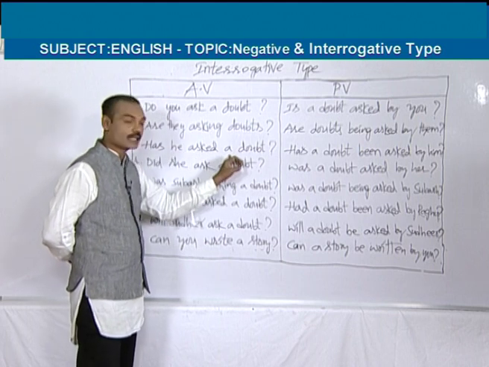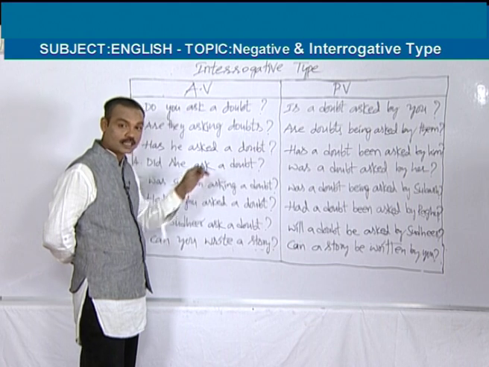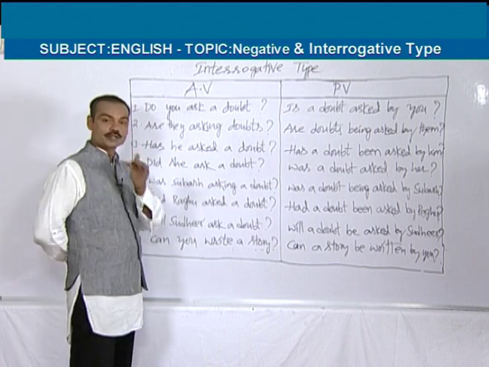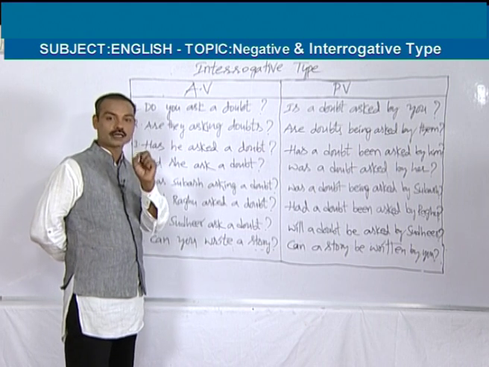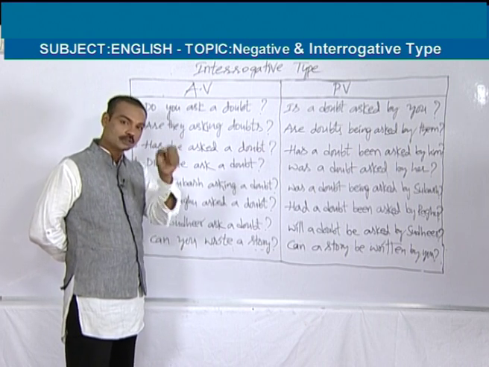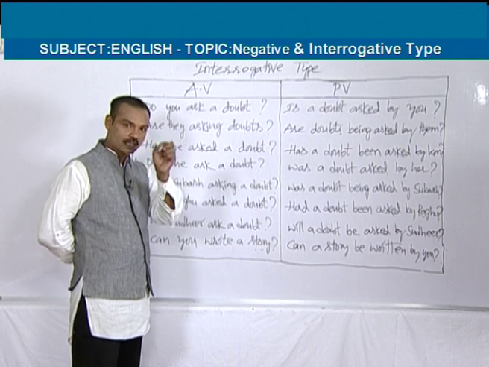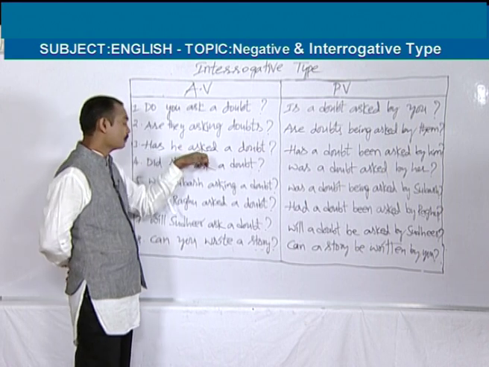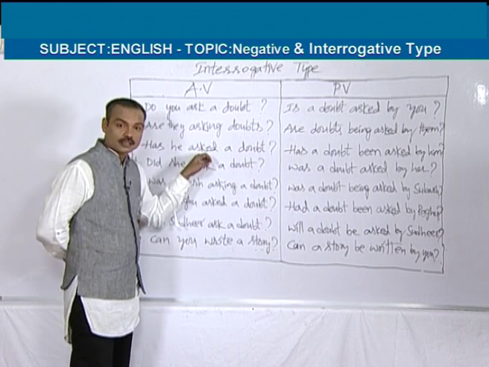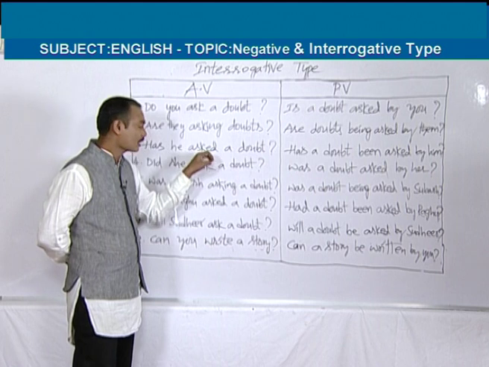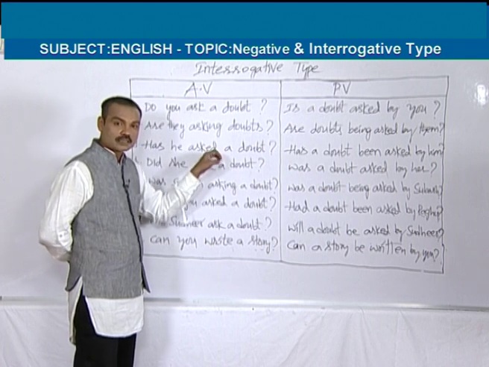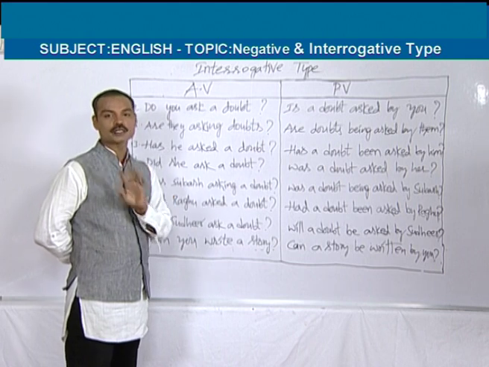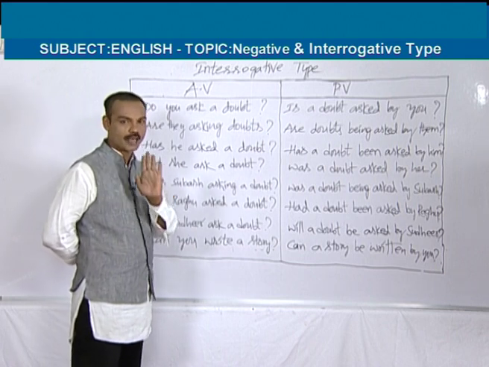Has he asked a doubt? It is a sentence from present perfect tense. How can you find out? Friends, in any sentence, if you find either have or has and the verb in the third form, that sentence is from present perfect tense. So in present perfect tense, yes or no type interrogative sentences start with either have or has. Only two helping verbs are there in present perfect tense. They are have and has.